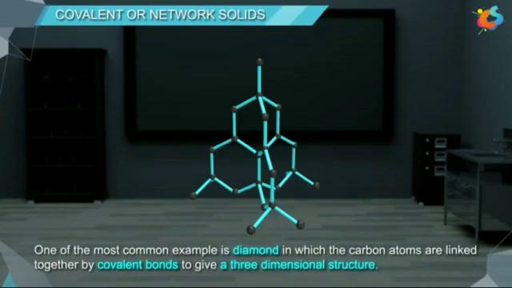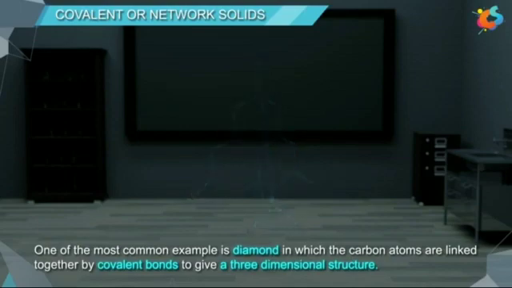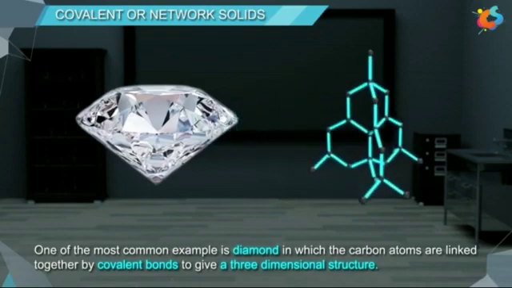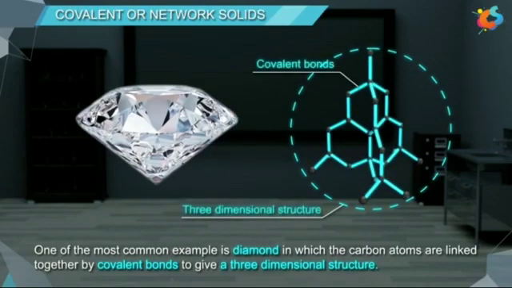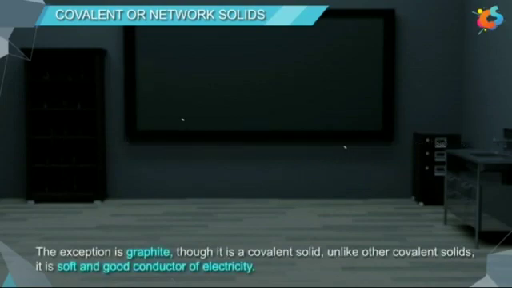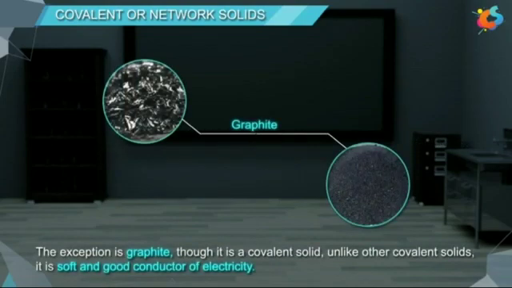One of the most common examples of covalent or network solid is diamond, where each carbon atom is linked together by 4 covalent bonds to give a three-dimensional structure. However, there is one exception whose properties are quite different from the other covalent solids. Let us study about that exception. And the exception is graphite.